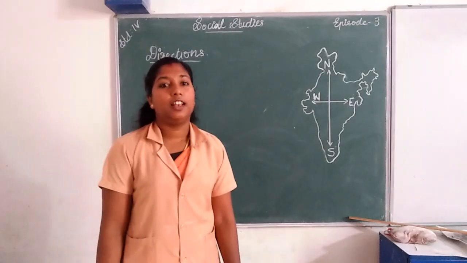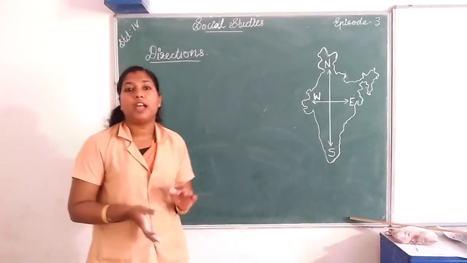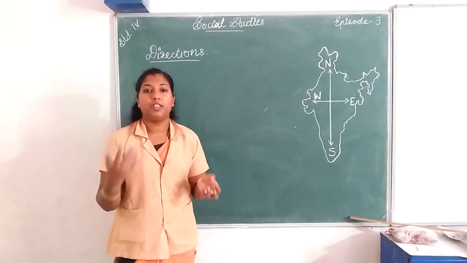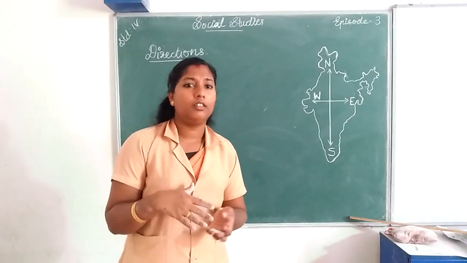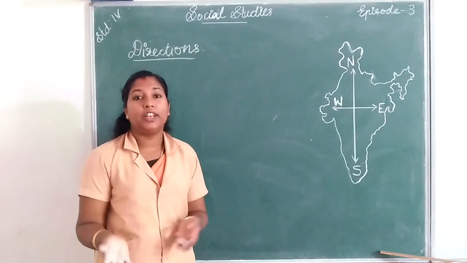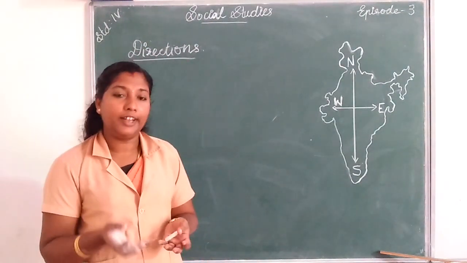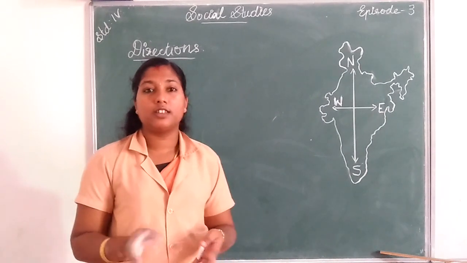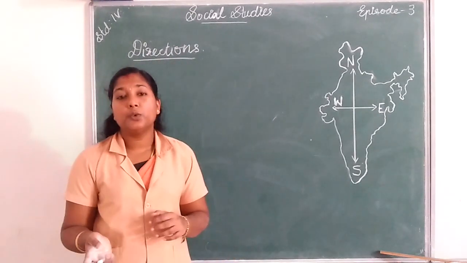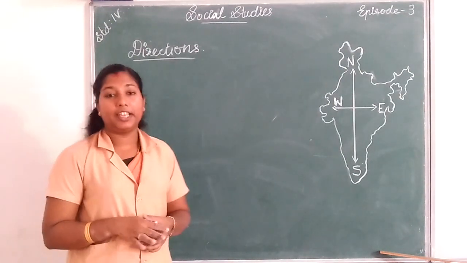Good morning, students. In the last class, we discussed maps and globes, the difference between maps and globes, then the different types of maps: physical map, political map, thematic map, city guide map, weather forecast map, etc. Then how to read a map: we use symbols to identify the features, the natural features or man-made features. Today we are going to learn the next topic, directions.